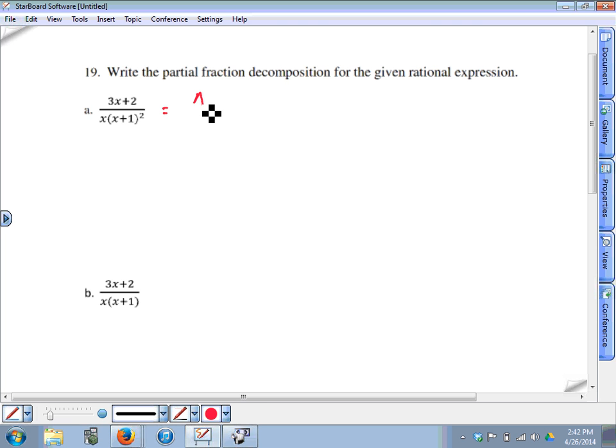For example, in part A, you have to have A over x plus B over x plus 1, but because it repeats twice, you have to have a C over (x plus 1) squared term. Whereas here, you need simply an A over x and then a B over x plus 1. So you can see that the partial fractions are set up differently.